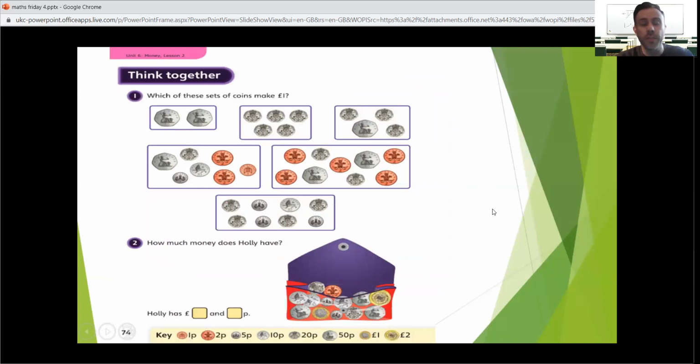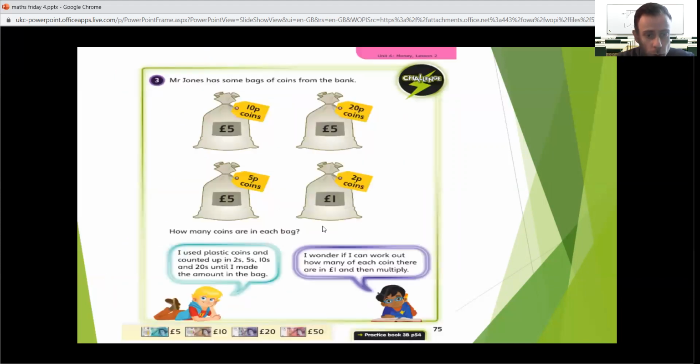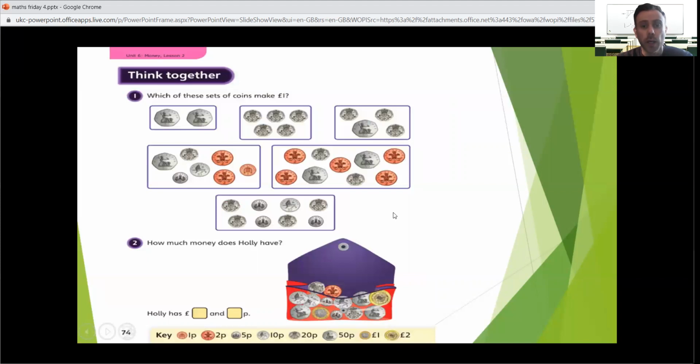Let's have a look. 2, to have a go on this screen. Which of these sets of coins make a pound? Okay, so if you were paying attention on the last question, this should help you. So remember, 100 pence makes a pound. I'll tell you about them both and then I'll go through them both. Which ones of those make a pound? Got lots of different options there, 1, 2, 3, 4, 5, 6 different ones to have a go at. So you're gonna have to work out each one and see if it makes a pound.